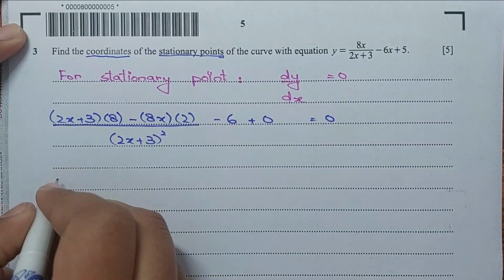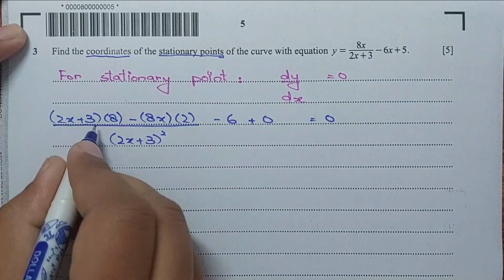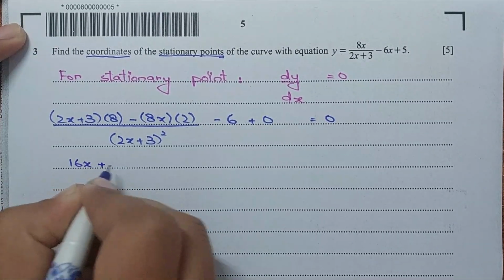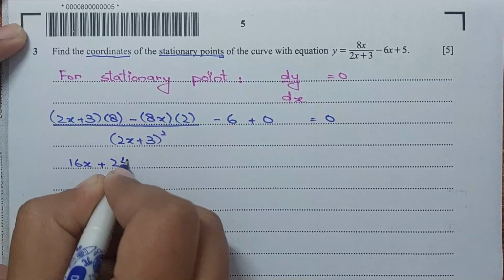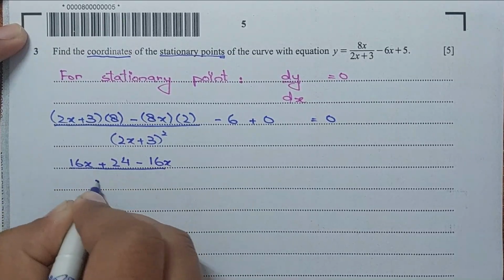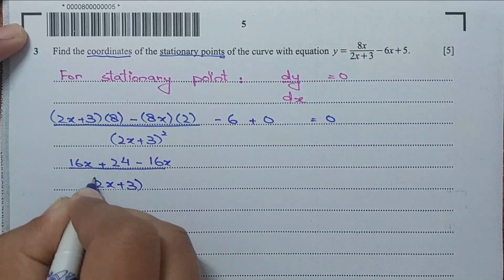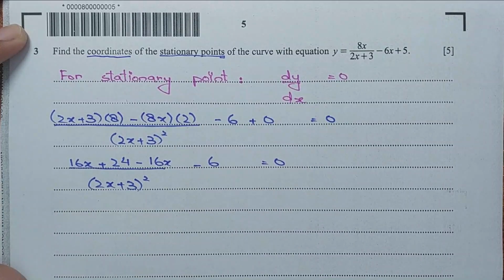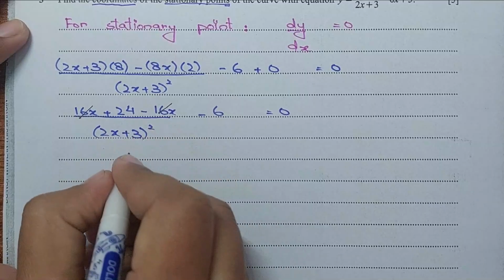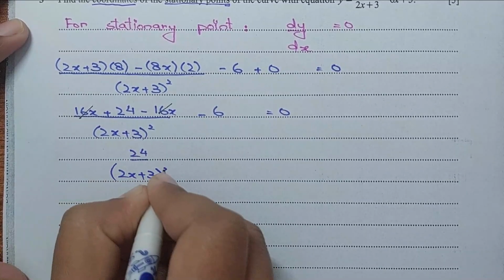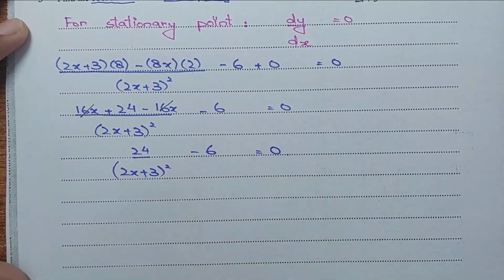Okay, now we can do further simplification. 2 times 8 is 16x, and 3 times 8 is 24. Minus 2 times 8 is minus 16x. Whole thing divided by 2x plus 3, its whole square, minus 6 equals to 0. Now with positive 16x and negative 16x, these two things cancel out, and we are just left with 24 divided by 2x plus 3 whole square minus 6 equals to 0, right?